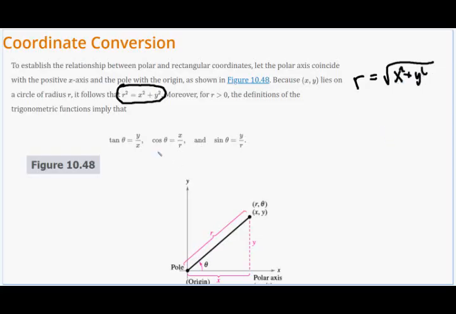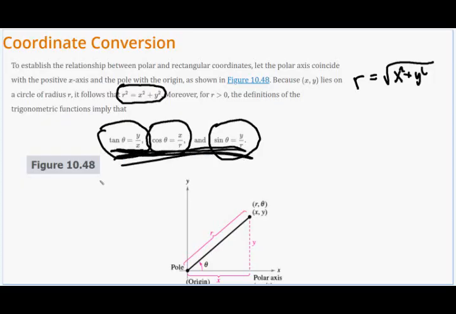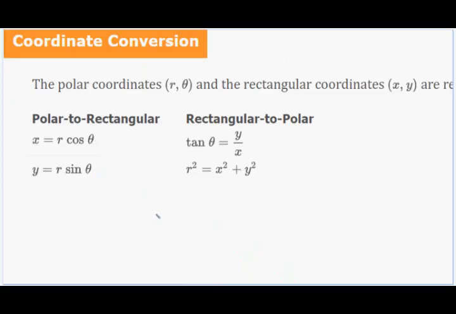And then these might look familiar also from section 4-4. Cos is the x-coordinate divided by r, sine is the y-coordinate divided by r, and tan is y over x. And we actually used this not too long ago in another section. So we've already established these from previous sections, so what we're going to do is just manipulate those around a little bit.